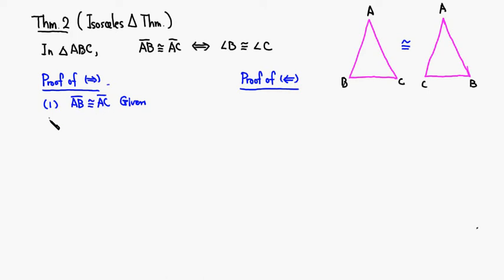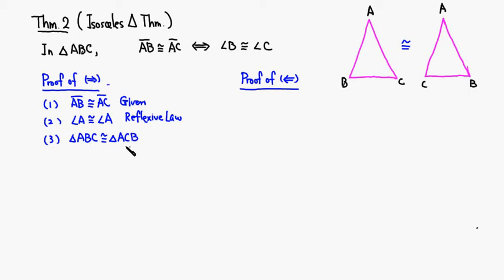Number 2, we know that angle A is congruent to itself, angle A. This is by reflexivity. I would just say reflexive law. Alright, so we have that. Then we already have a congruence because here, 3, we know that triangle ABC is congruent to triangle ACB.